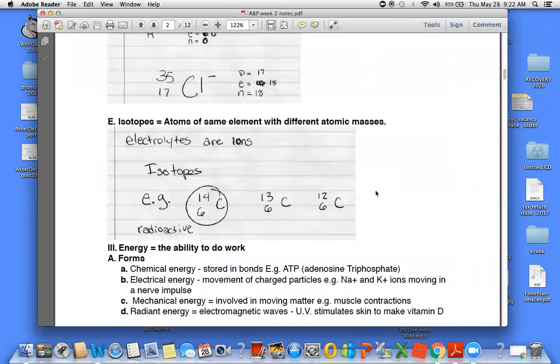One difference between atoms of the same element is that they can have different numbers of neutrons. That causes them to be isotopes. Atoms of the same element with different atomic masses are known as isotopes. What makes the masses different? It's the number of neutrons that they have.